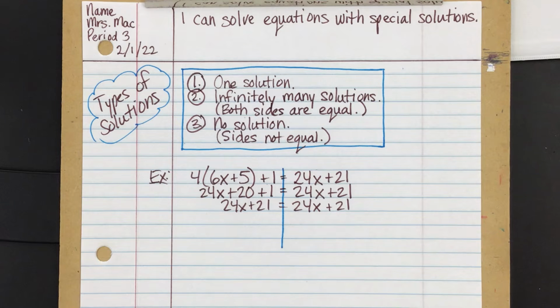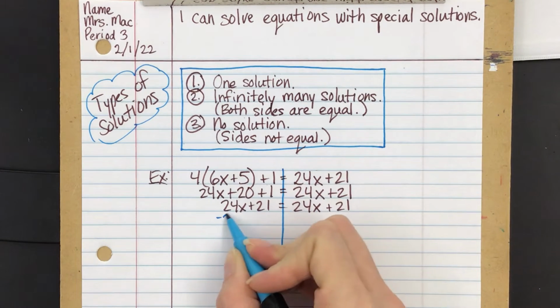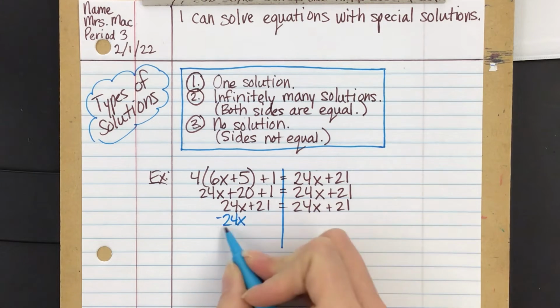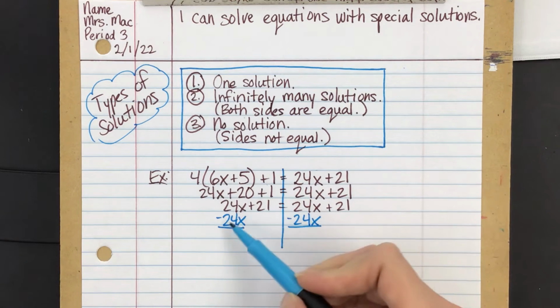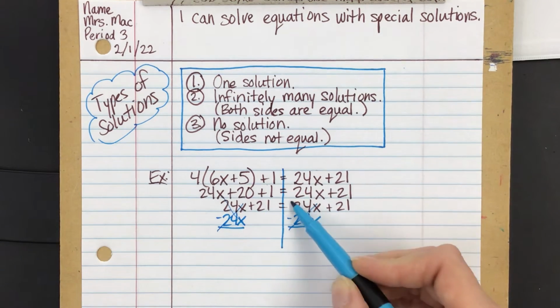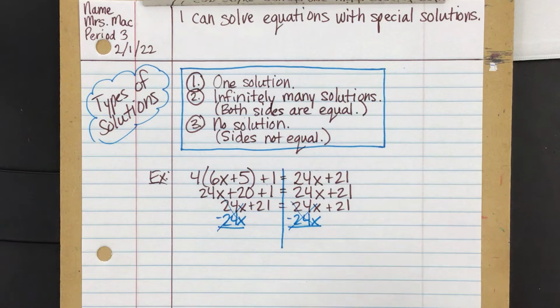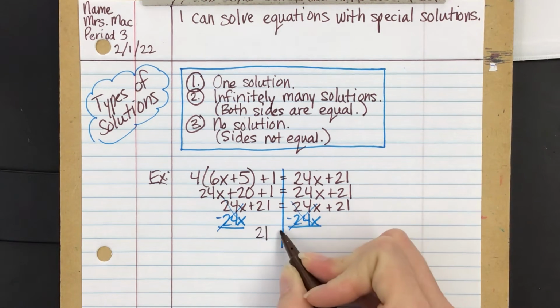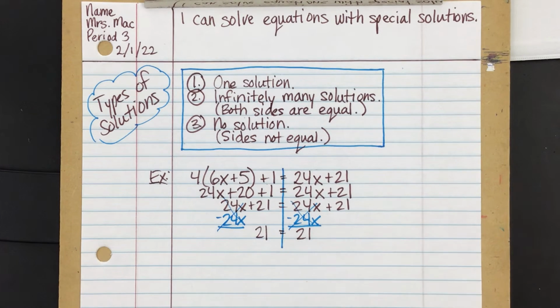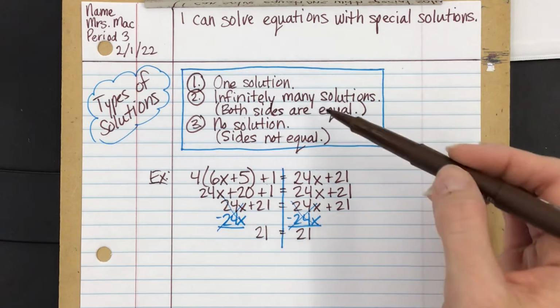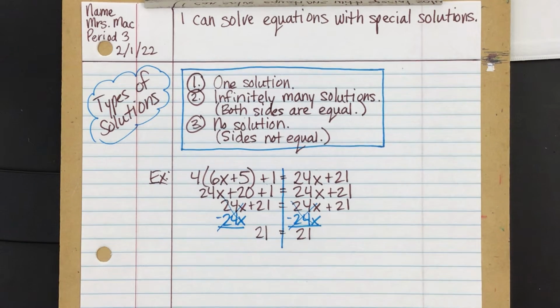Now, if for some reason you're at this point and you're still not sure, you could keep solving it. And I'll show you what happens when you do that. At this point I want to move my variables over, and when I try to move my variables over, the variables cancel out. Both sets of variables. And what you end up with is 21 is equal to 21. Since both sides are equal, that's infinitely many solutions.